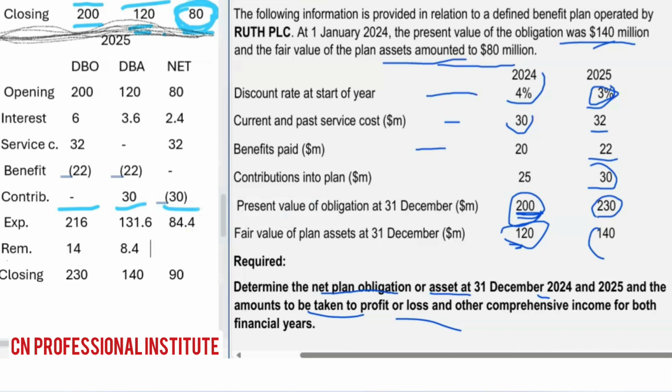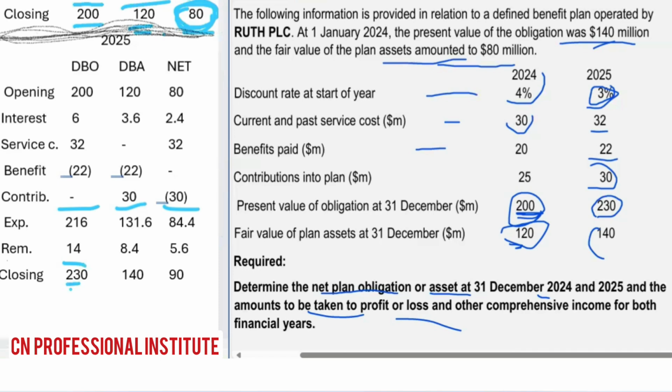And what are we going to have? 5.6. So 5.6 here is a remeasurement loss, because the loss from the liability is 14 and the gain from the asset is 8.4. You see that the loss is bigger than the gain, so we will have a net loss of 5.6. Let me underline it, and that's it.